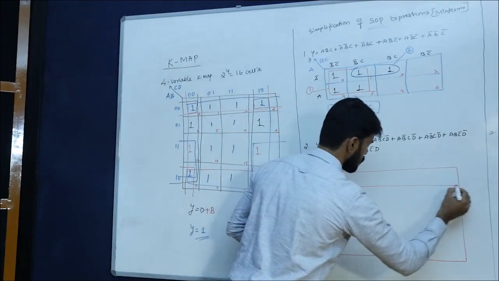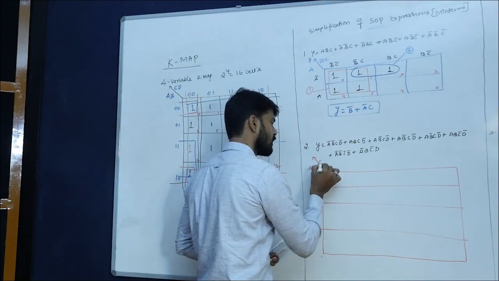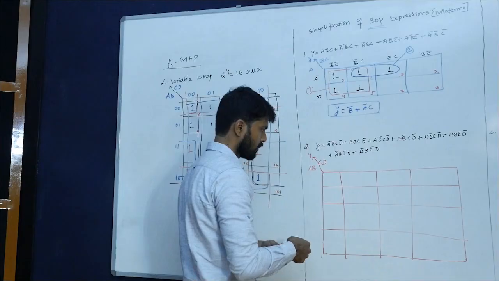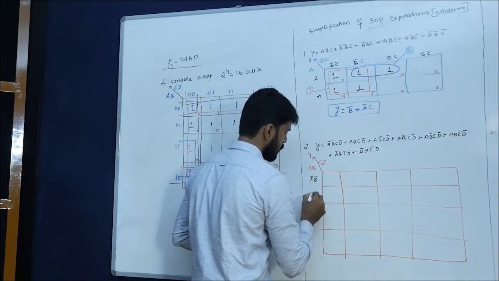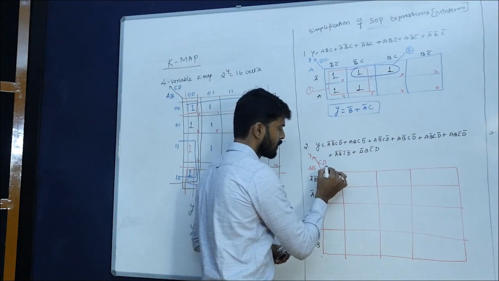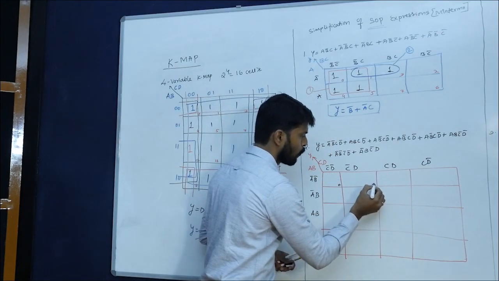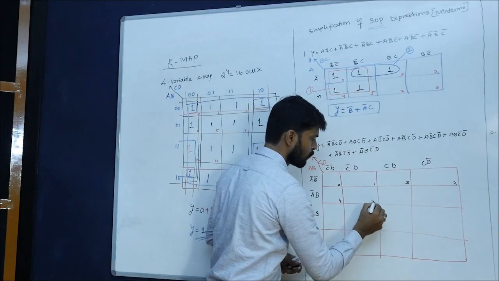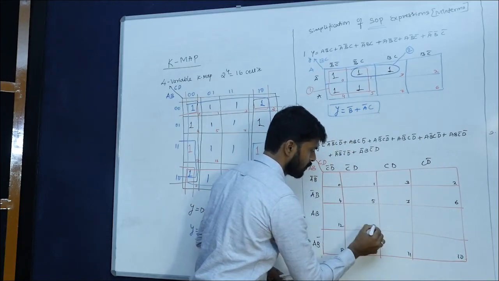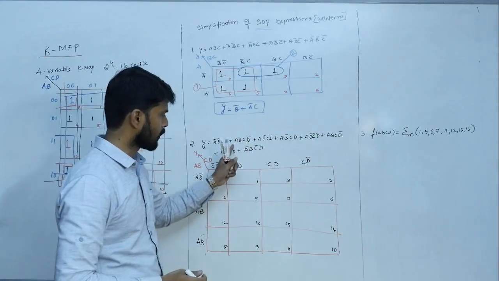In this 16 cell K map, we know how to construct the 16 cell K map. So this side I am writing AB and this side is CD, this is the Y, and I am dividing this. Internally we know that it is having A bar B bar, A bar B, AB, AB bar. Similarly this side C bar D bar, C bar D, CD, CD bar. Internally this is 0, 1, 2, 3, 4, 5, 6, 7, 8, 9, 10, 11, 12, 13, 14 and 15. So after making the mapping, now we need to map the terms inside the cell.